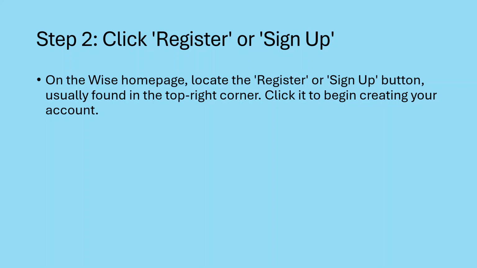Step 2. Click Register or Sign Up. On the Wise homepage, locate the Register or Sign Up button, usually found in the top right corner. Click it to begin creating your account.